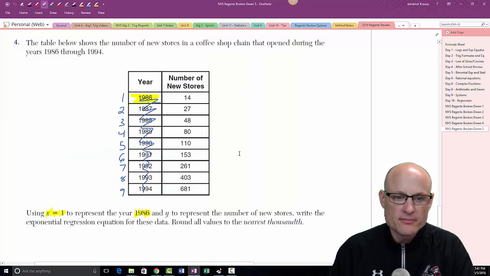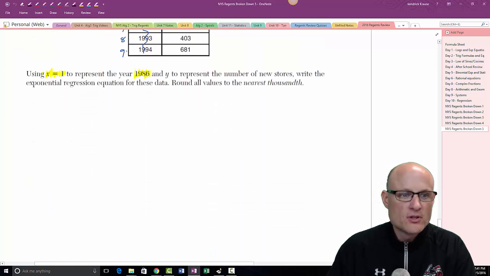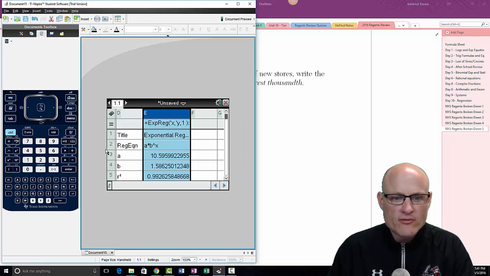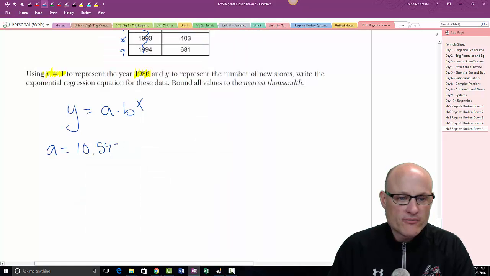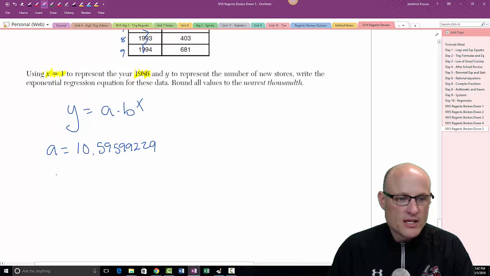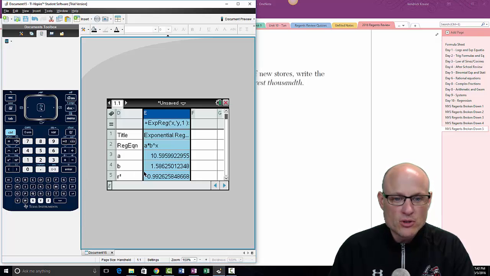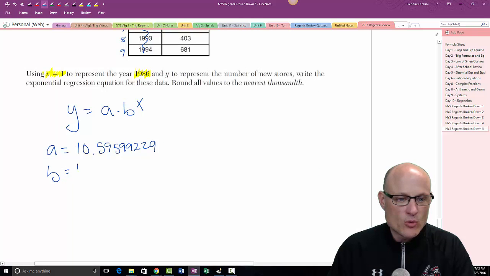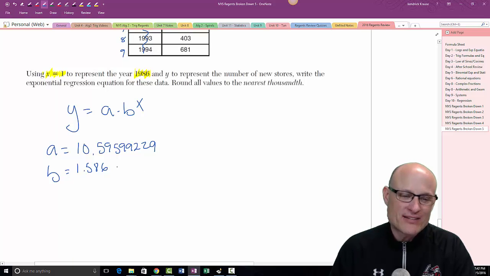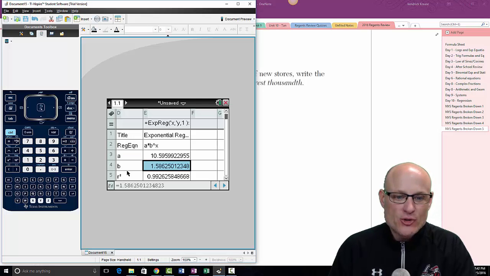So our equation is going to be y equals a times b to the x. A is equal to 10.5959922. Is that right? 5959922. B is going to be equal to 1.586. Triple check these numbers. Oh my gosh, it is so depressing to see kids get the wrong numbers here.